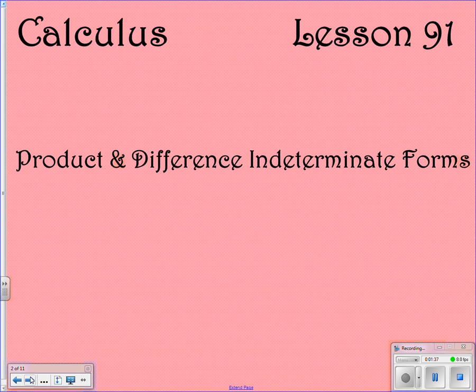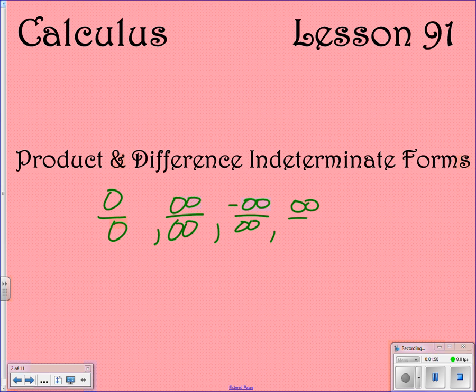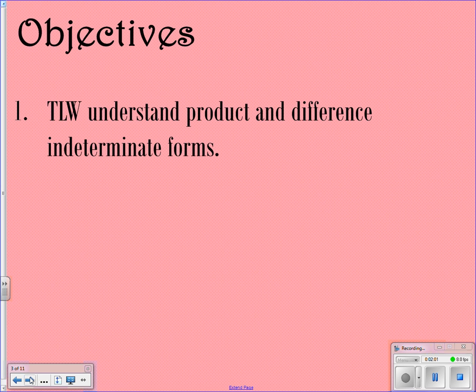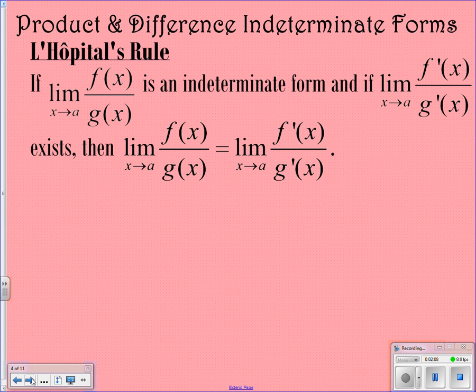So we are looking at lesson 91 today. We're looking at product and difference indeterminate forms. You remember that indeterminate is 0 over 0, infinity over infinity, negative infinity over infinity, infinity over negative infinity, or negative infinity over negative infinity. Any of those would be indeterminate. And so a couple weeks ago we looked at how we deal with indeterminate forms. Now we're going to be looking at product and difference dealing with indeterminate forms.